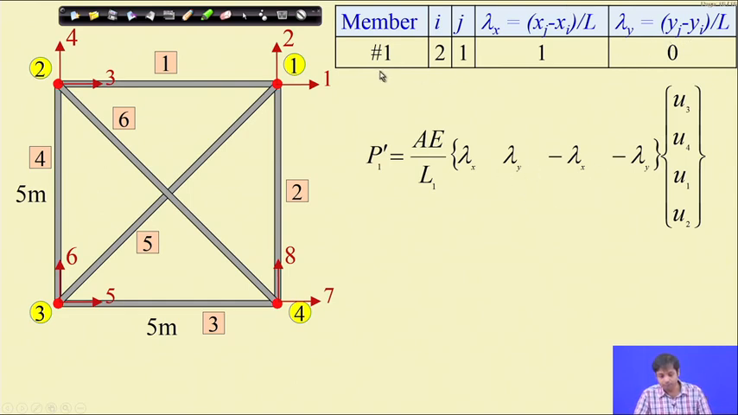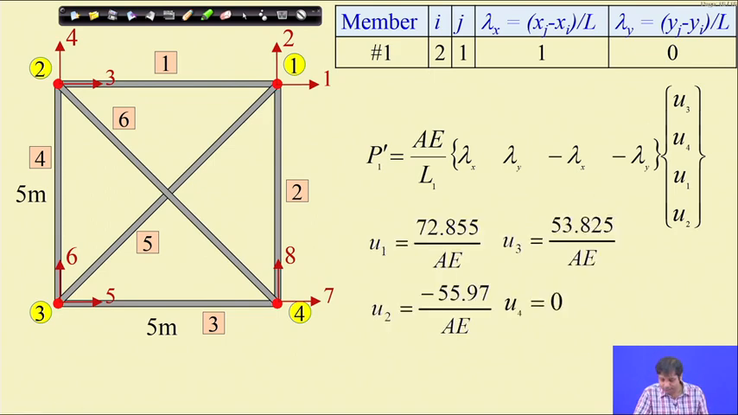Lambda x, lambda y for member number 1 is given here. If you substitute all these values here and solve for P1 dash, with U2 given here and U4 equal to 0, P1 dash will be minus 3.8 kilonewton, you can check that.